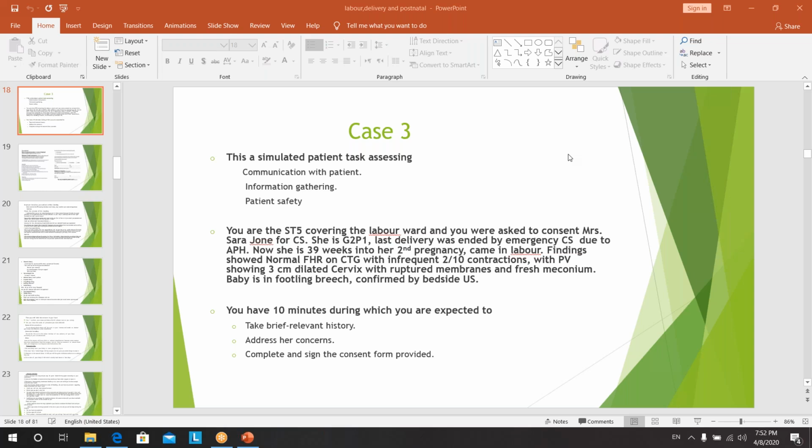Another thing: you asked why the meconium, what will it affect? You ask the patient, as a patient, how this meconium will affect. To explain the meconium.